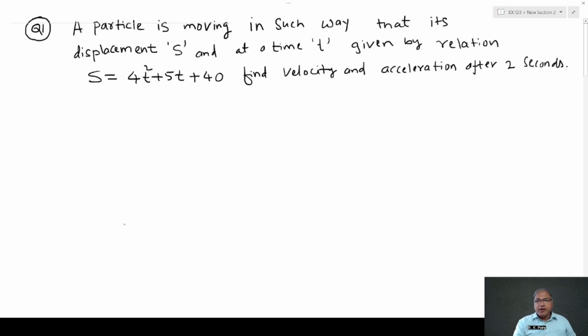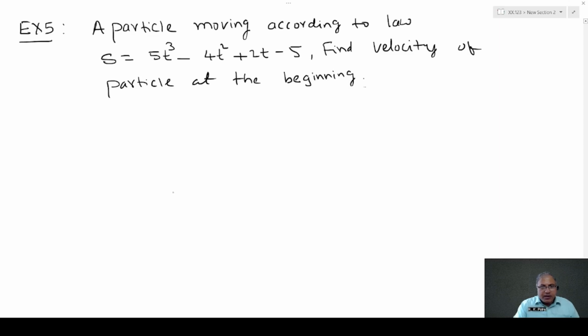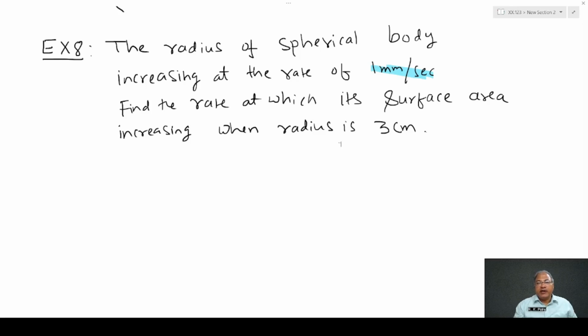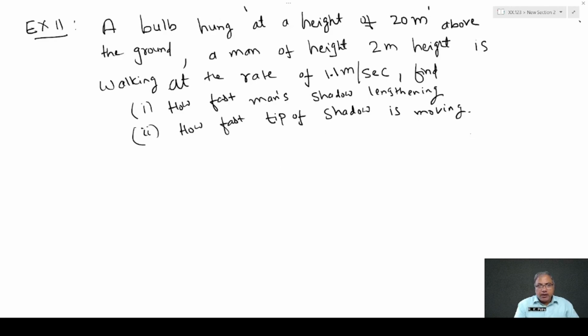Now the first question: a particle is moving in such a way that its displacement, and we have the velocity nothing but 5 minus 8t. Example 5, a particle moving according to law. Question number 8, the radius of a spherical body is increasing at the rate of 1 mm per second. Find the rate at which its surface area is increasing. Example 10, a ladder of length 3 meter rests against a smooth wall standing on a smooth floor. Example 11, a bulb is hung at a height of 20 meter above the ground. A man of height 2 meter.